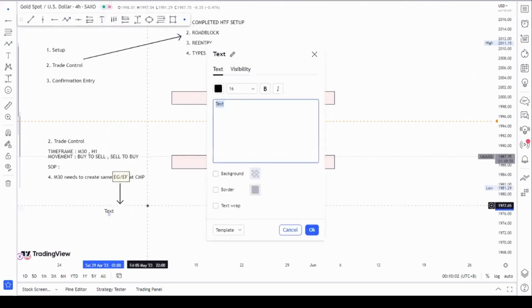So when it creates an EG, the price is telling us that it's going to respect the zone. It is going to respect the zone. And when it creates an EF, the chart is saying that it's going to reverse till the exit, which is the opposite zone.